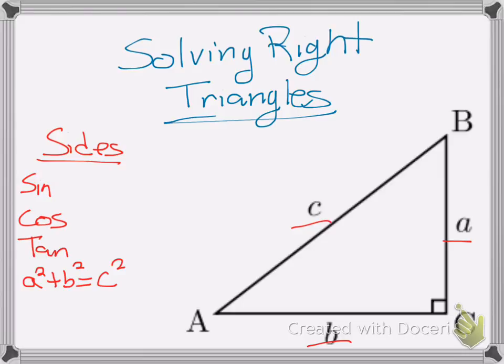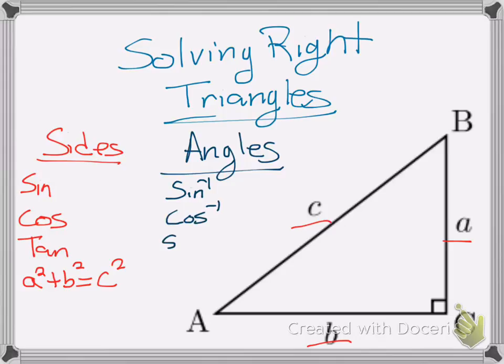That's only half of solving a right triangle. The other half is worrying about the angles. To find angles, depending on the information we're given, we can use our arcsine, our arccosine, our arctangent, or we can use the fact that all three angles in a triangle have to add up and equal 180 degrees. We looked at a couple of examples of both yesterday in class. Today, we're going to figure out how to do everything all at once.